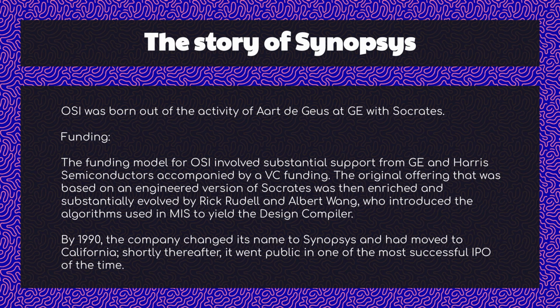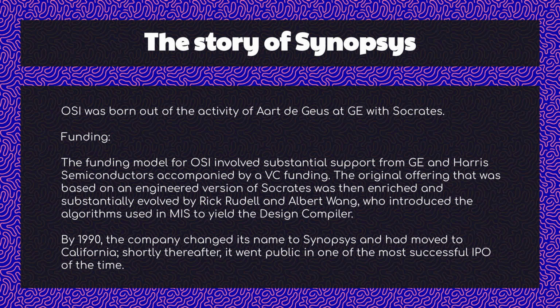OSI, Optimal Solution Incorporated, was born out of the activity of the GEOs at GE with Socrates. The funding model for OSI involved substantial support from GE and Harris Semiconductors, accompanied by VC funding. The original offering, that was based on an engineered version of Socrates, was then enriched and substantially evolved by Rick and Albert, who introduced the algorithms used in MIS to yield the design compiler, based on which the funding was done.